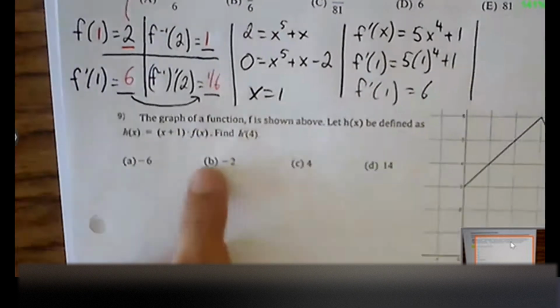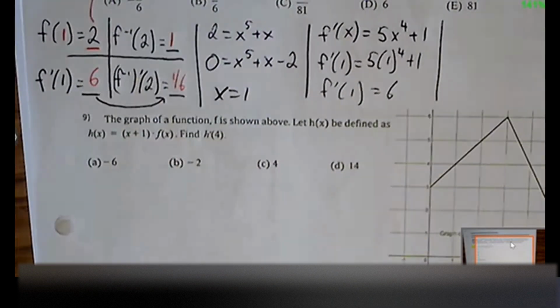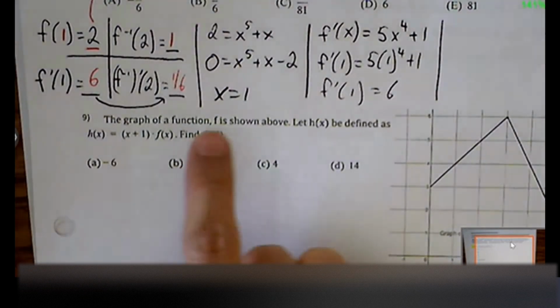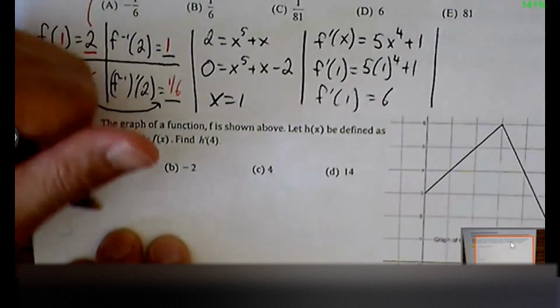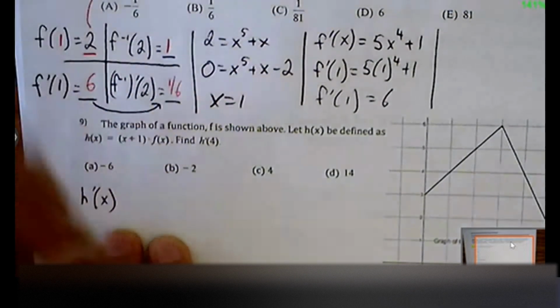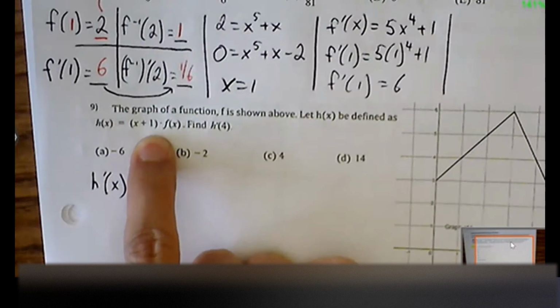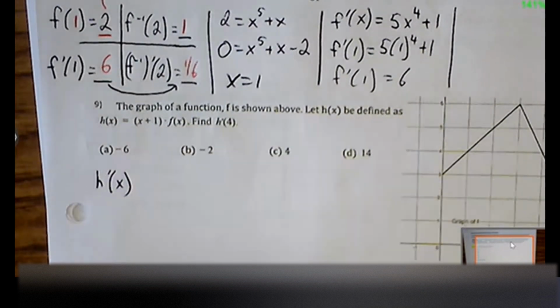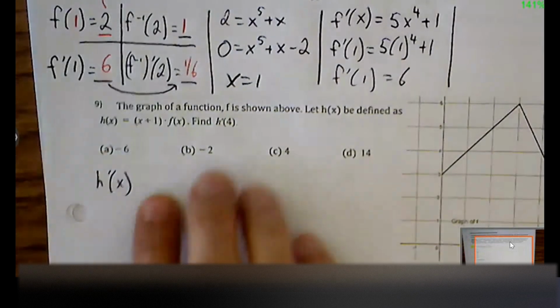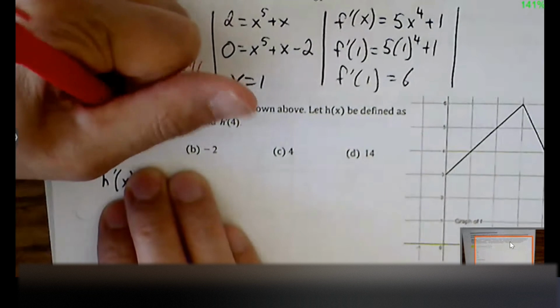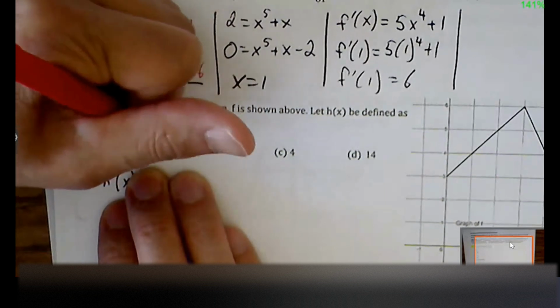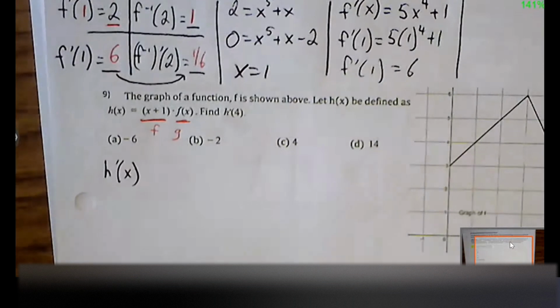All right, number 9. We're given h of x equals x plus 1 times f of x. We're trying to find h prime of 4. So to get to h prime of 4, we first have to get to h prime of x. To get to h prime of x, what's necessary here? Would it be product rule? Yeah, we got to go through product rule. x plus 1 is, now, if it was added to f of x, we can just find them separately, but the fact that they're being multiplied, we got to make it go through product rule. Good.